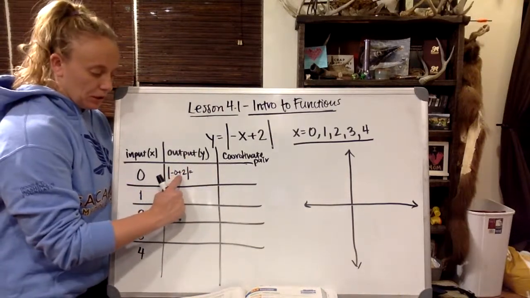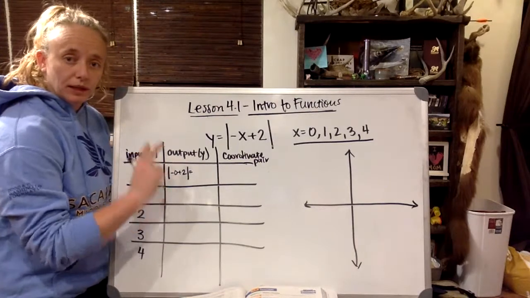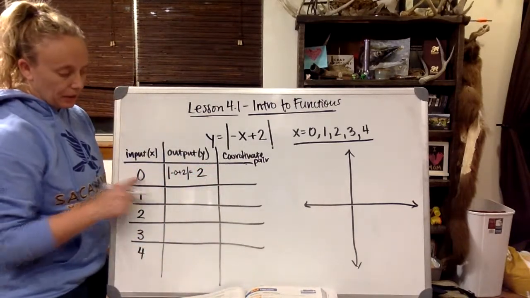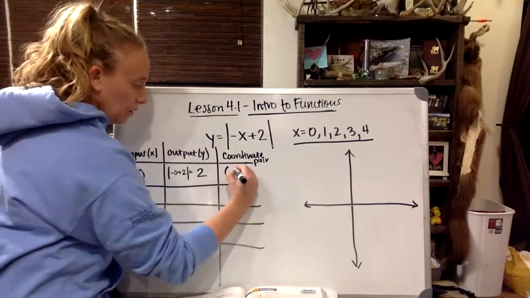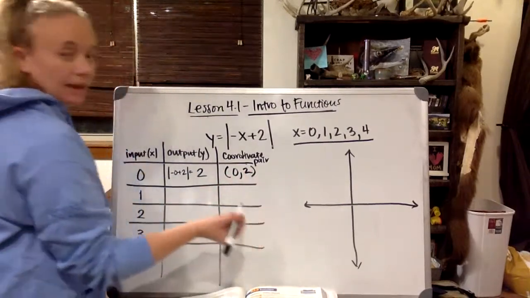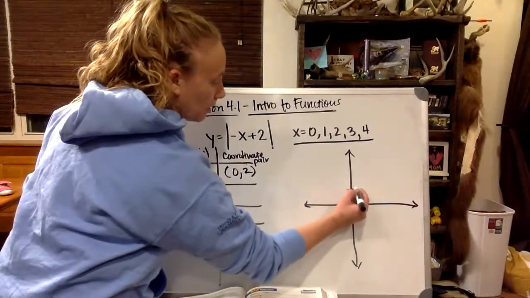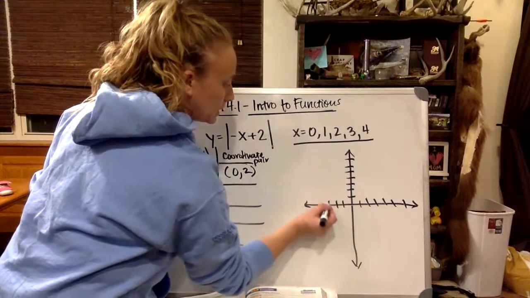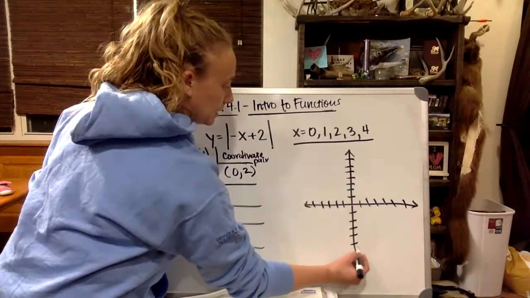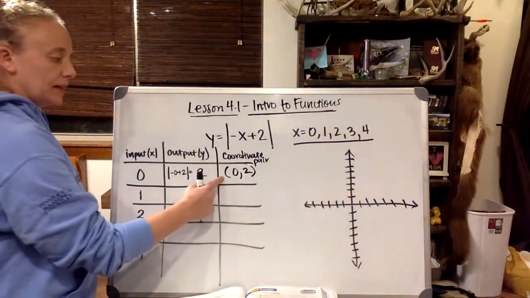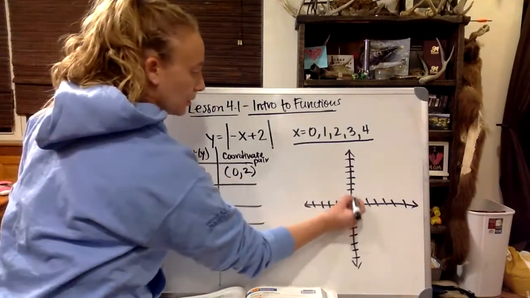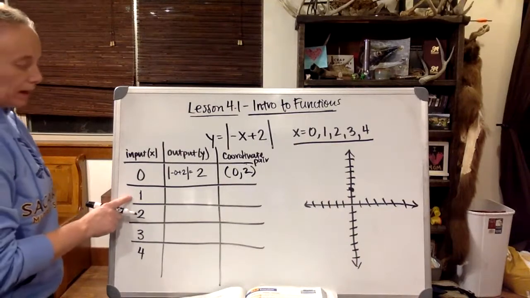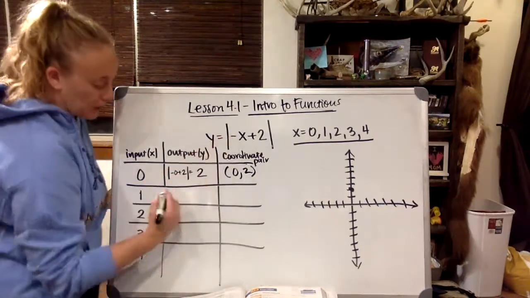-0 is 0, plus 2 is 2. The absolute value of 2 is 2. So my coordinate pair is (0, 2), which I can then graph here. I'm going to add some tick marks to make this a little easier to see. So I'm going to graph this at (0, 2), right there. Cool?